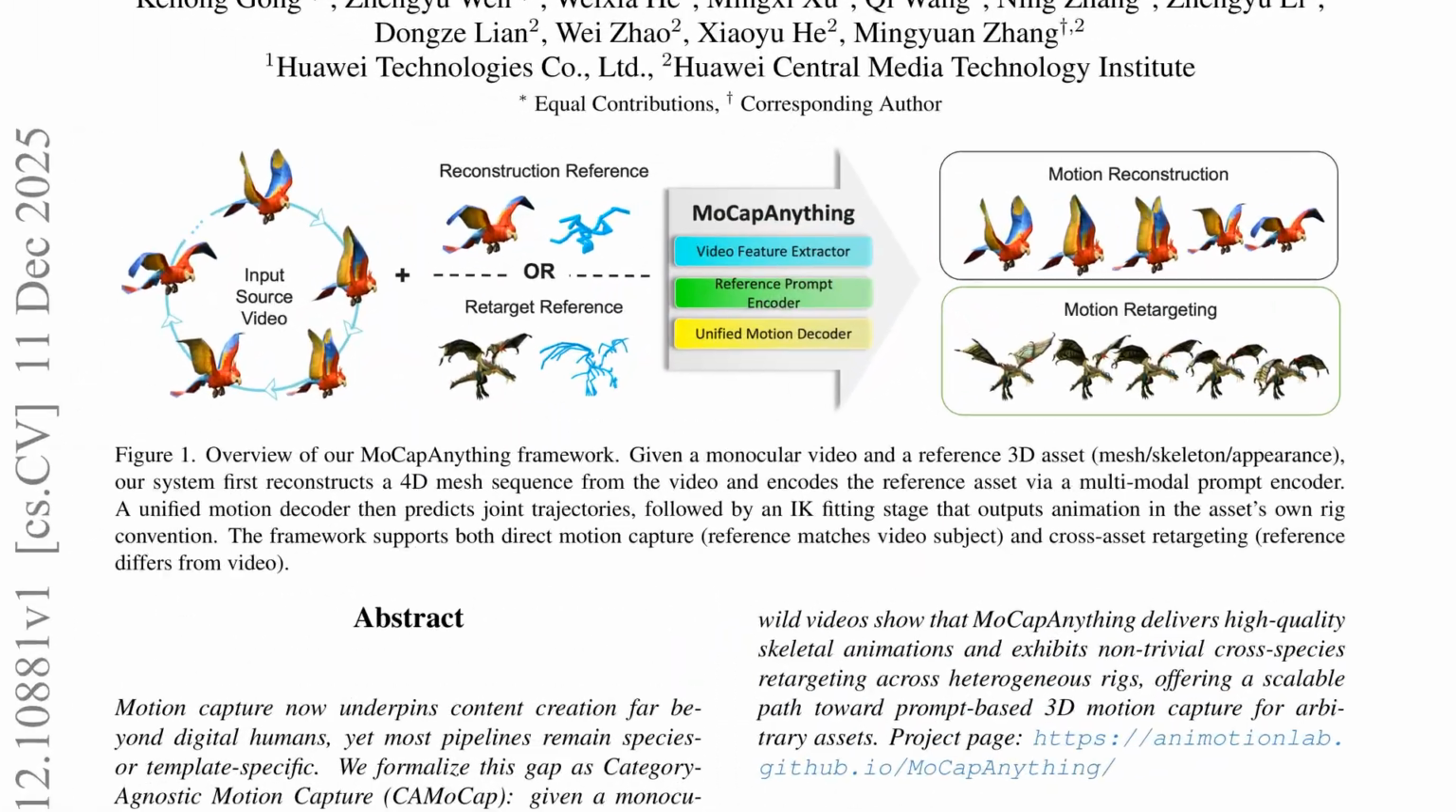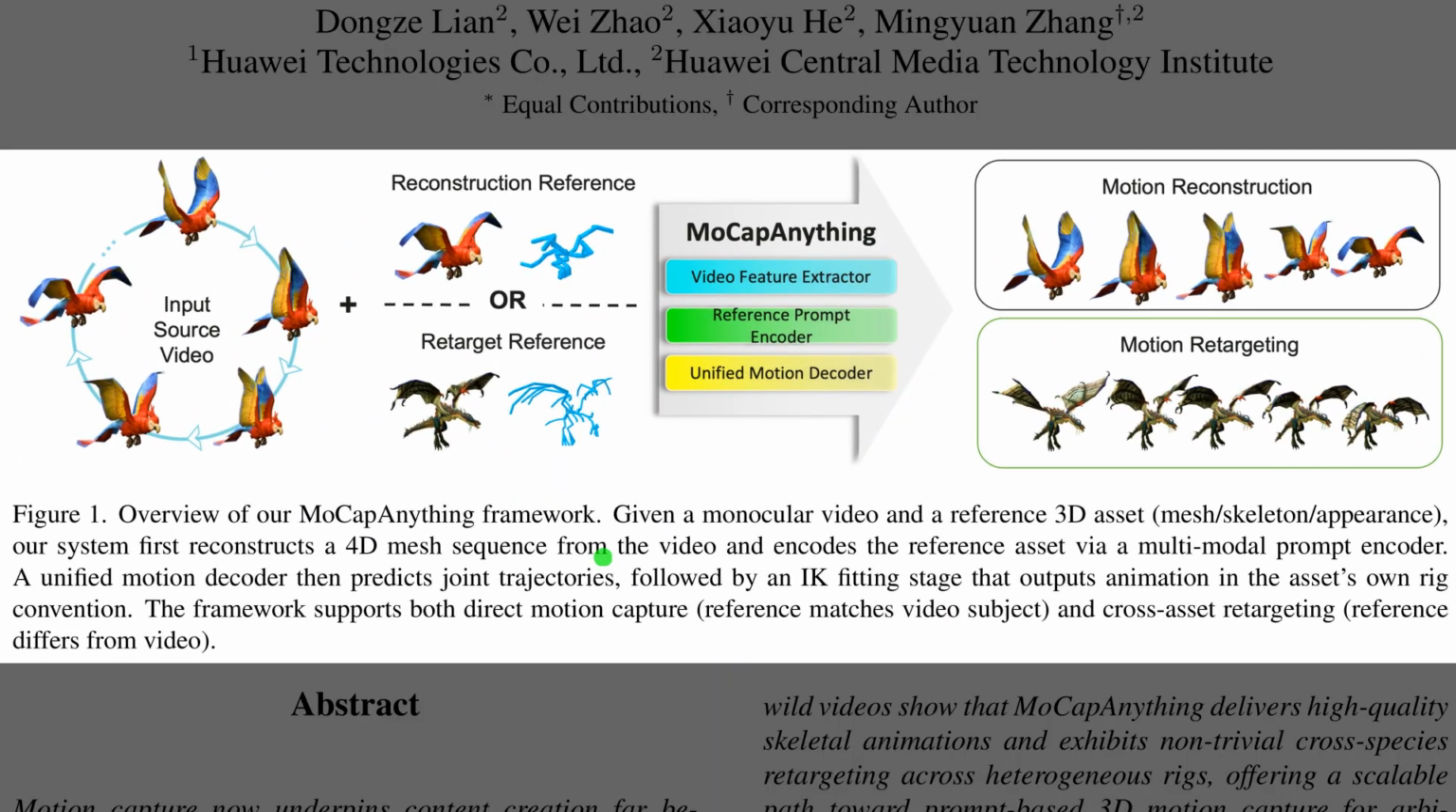Figure 1 gives the big picture. The system turns a single camera video, plus a chosen three-dimensional character, into animation that directly drives that character. The left side illustrates the input source video, while the center block highlights the 3 stages that reconstruct motion and decode joint trajectories. On the right, the top panel shows motion reconstruction, where the animated asset matches the video subject, and the bottom panel shows motion retargeting, where the same motion controls a very different creature.